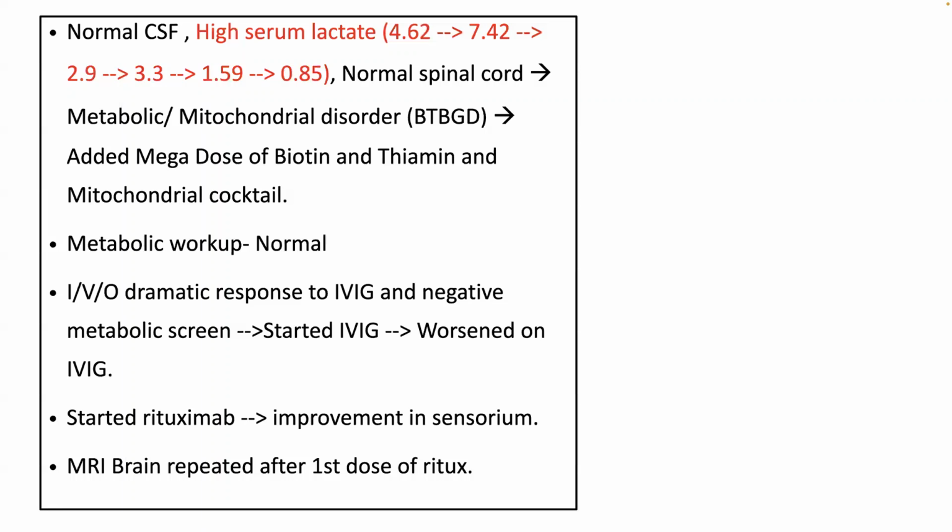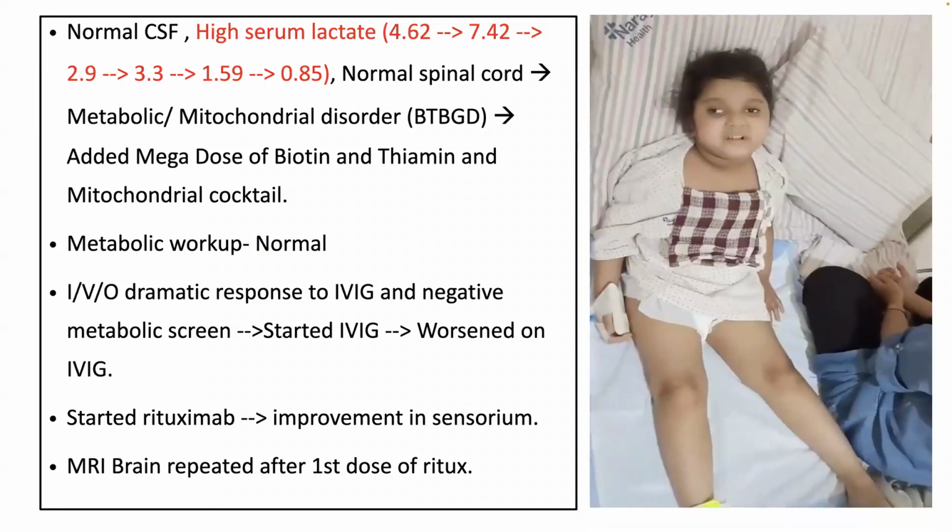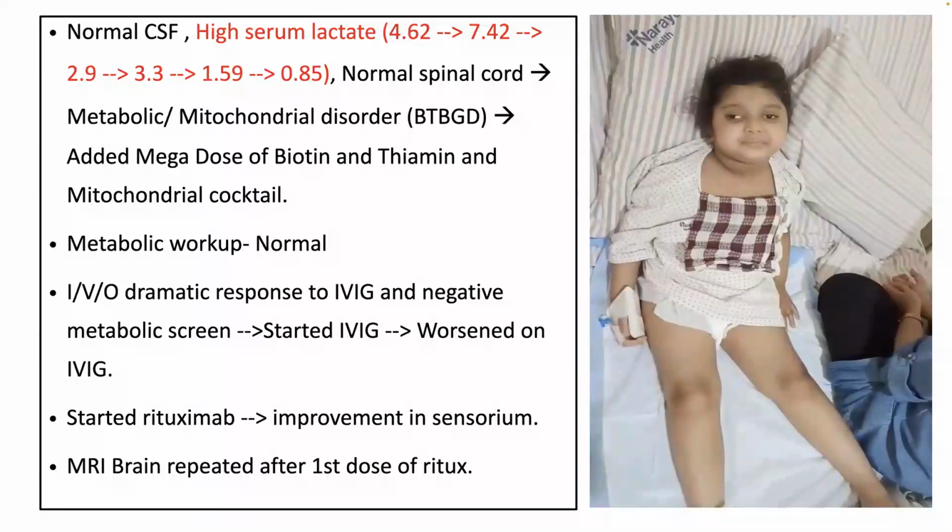we started her on the IVIG. But even on the IVIG, she worsened. She became encephalopathic over the next 2 days, 48 hours. So we planned to start rituximab, and there was improvement in the sensorium after the first dose of rituximab. So we have the first video, sir, of when she improved after rituximab.